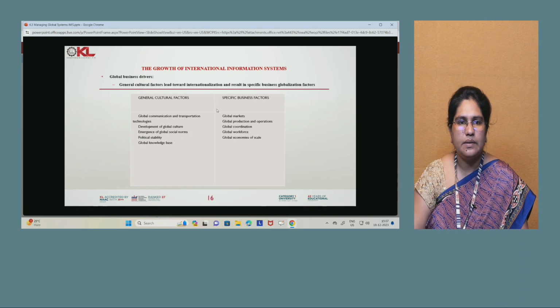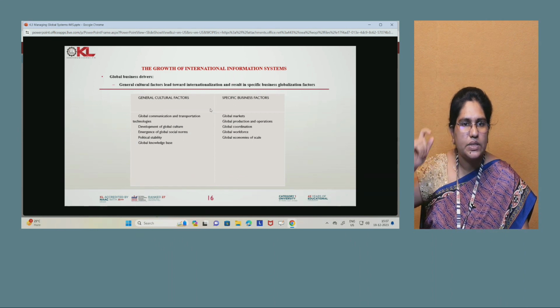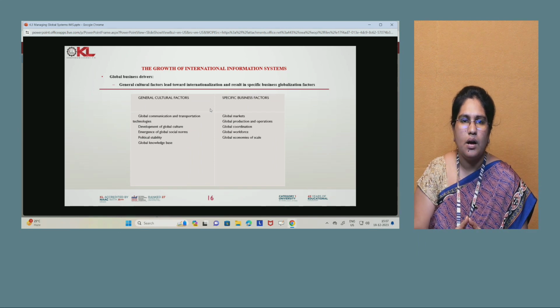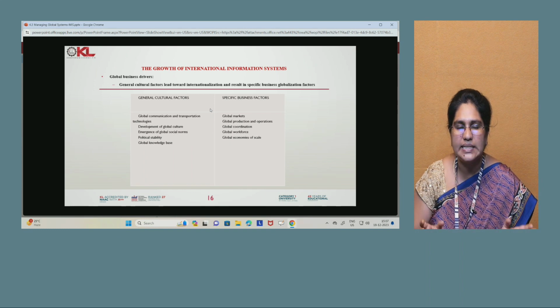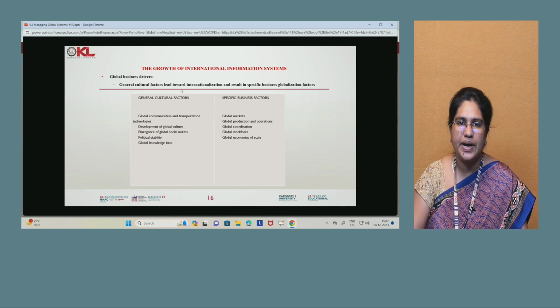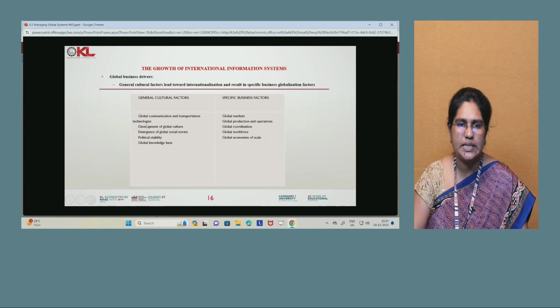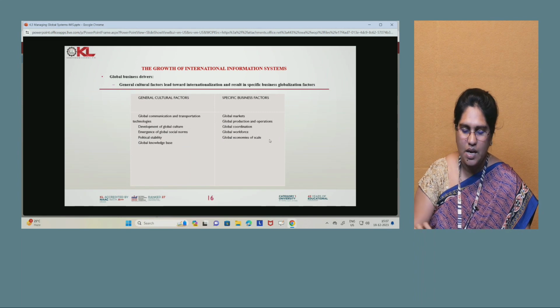What are the global business drivers? Global cultural factors lead towards internationalization. As a result, it specifies the business globalization factors. So global culture factors and specific business factors. Global communication and transport techniques and global markets are used. So development of global culture, here global production and operation, and global knowledge base, and economies of scale will be used.